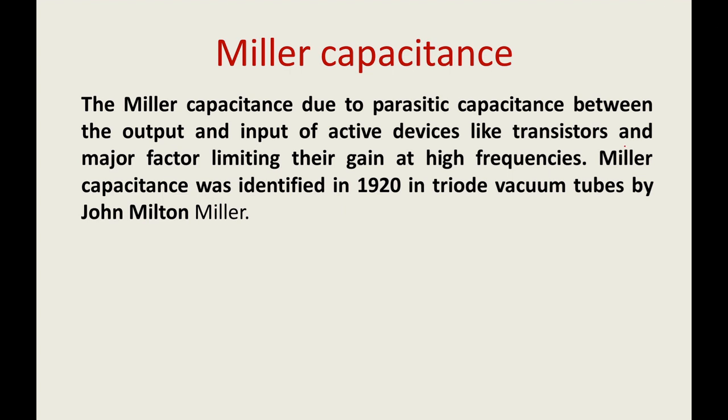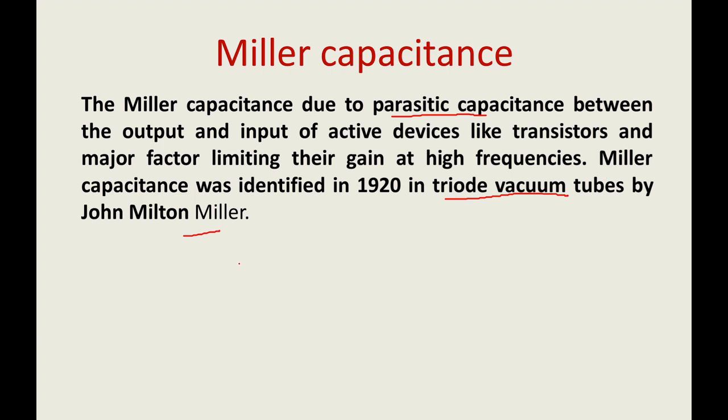Actually, the Miller capacitance was identified in 1920. The researcher John Milton Miller identified it in 1920 in triode vacuum tubes. So what is that actually? The Miller's capacitance is nothing but a parasitic capacitance. It happens in between the input terminal and output terminal. So let me give some idea.